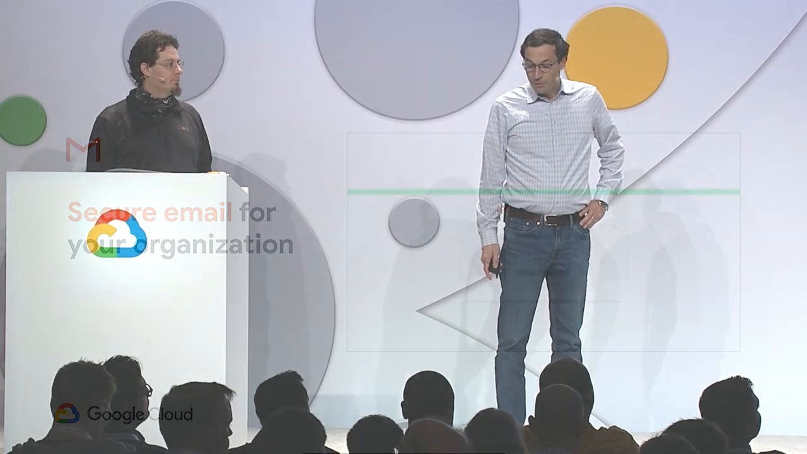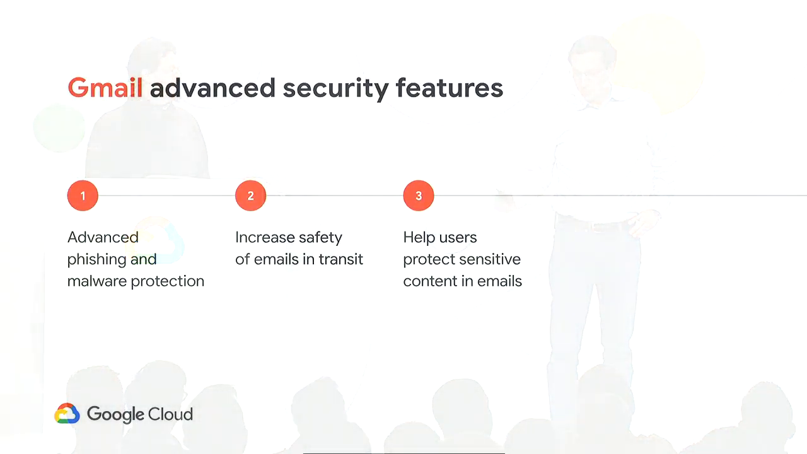So G Suite protection starts with Gmail. And why Gmail? Why email? Because email is actually one of the easiest vectors to reach the largest number of people.